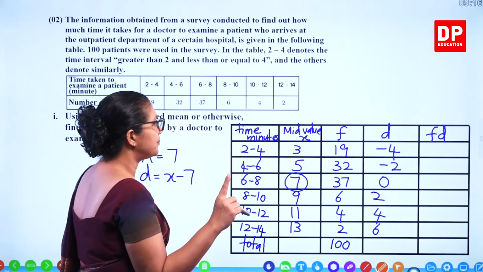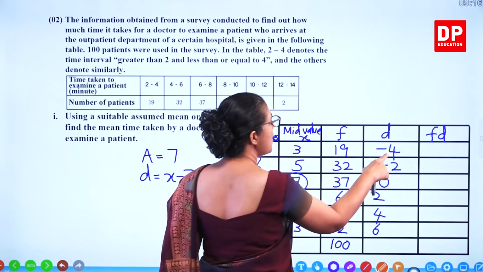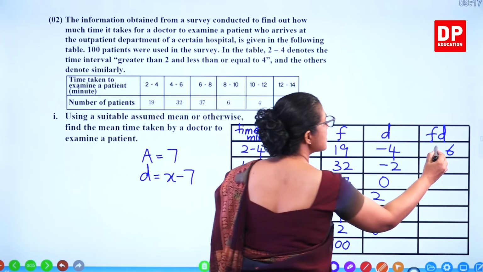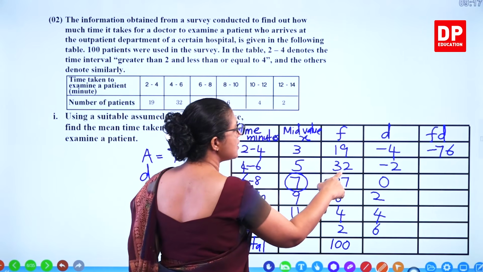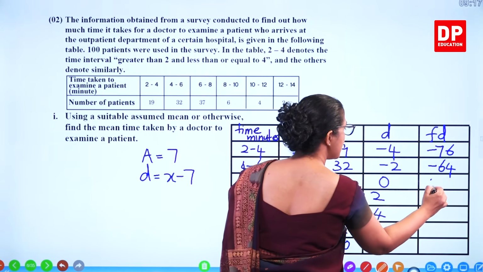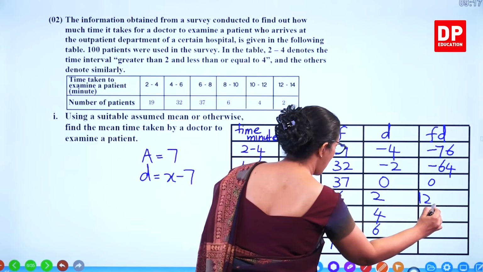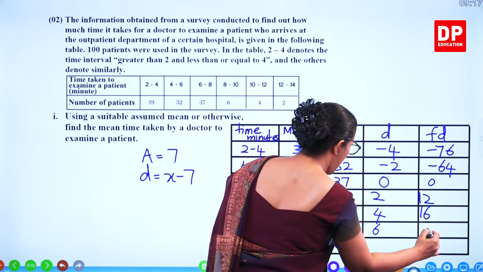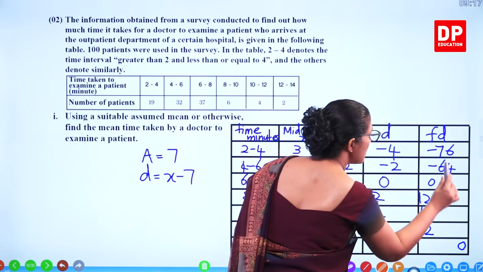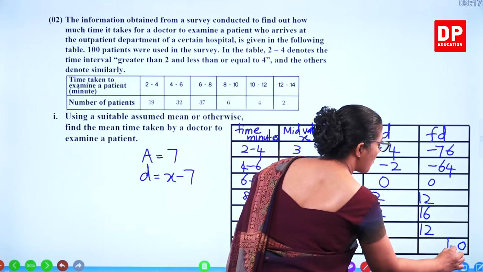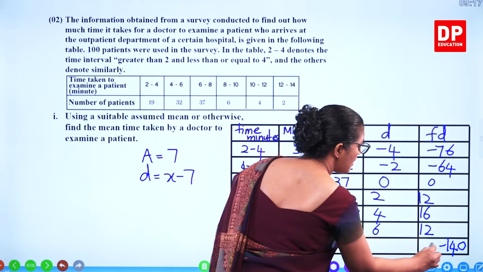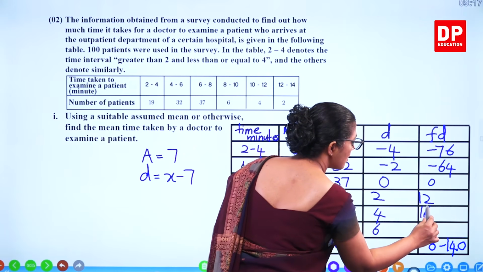Now you can multiply. 19 times 4, 76, that's minus. 32 times 2, minus 64. And here this is 0. 6 times 2, 12. 4 times 4, 16. And 2 times 6, 12. When you add it, you get 0, 4. Minus 140. And what's the addition here? 10 and 4.